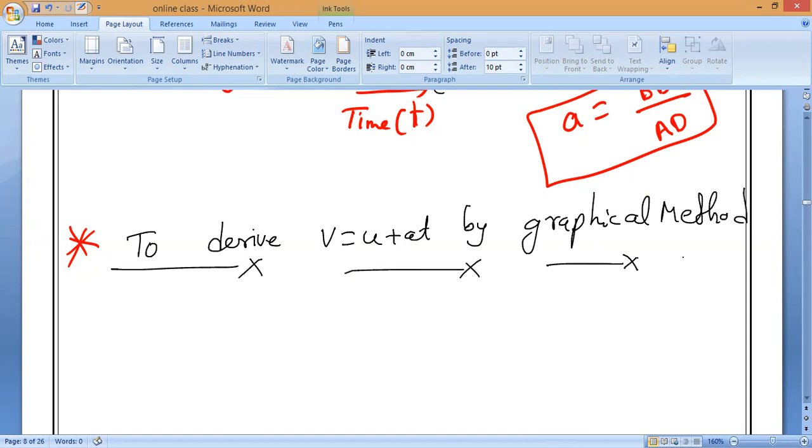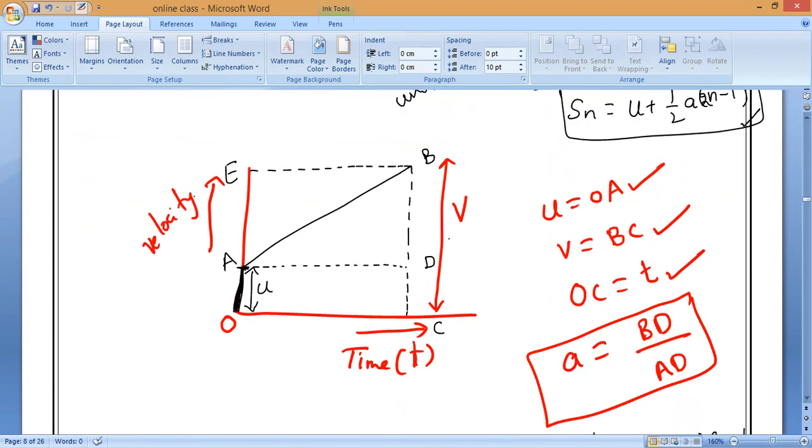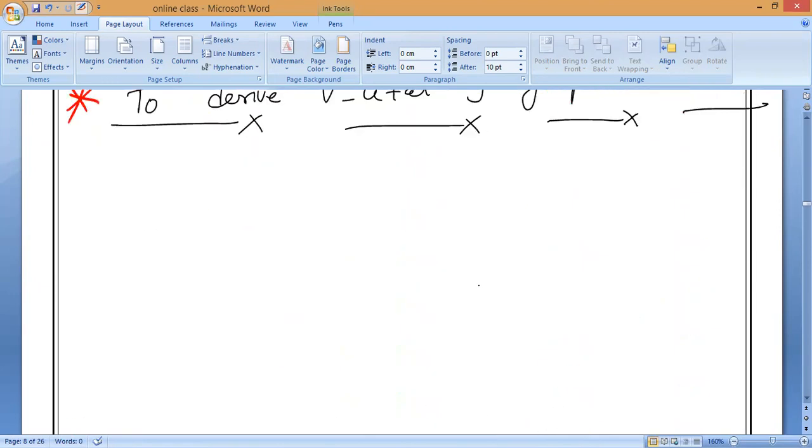If you want to derive the first equation of motion, we need the final velocity. Yes or no, guys? So in the given graph, what is the final velocity? BC. So BC is the final velocity.